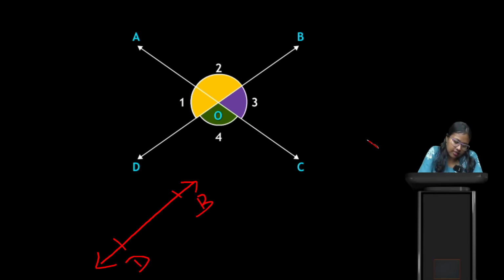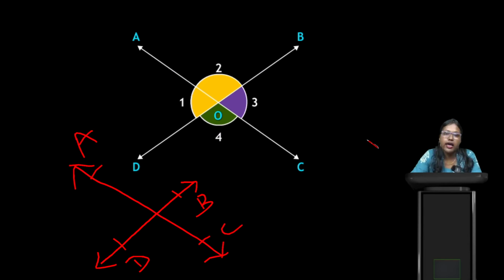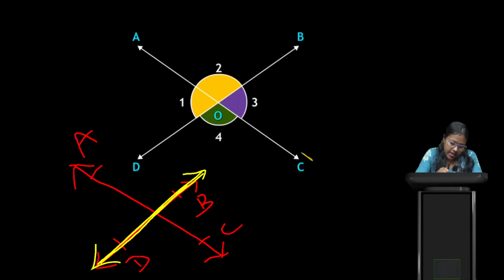One line is BD. Another straight line is which one? Another line is AC. These are the two lines. Which lines intersected each other? So this BD, if I show it with a different color, this is also a straight line. And this AC is another straight line.